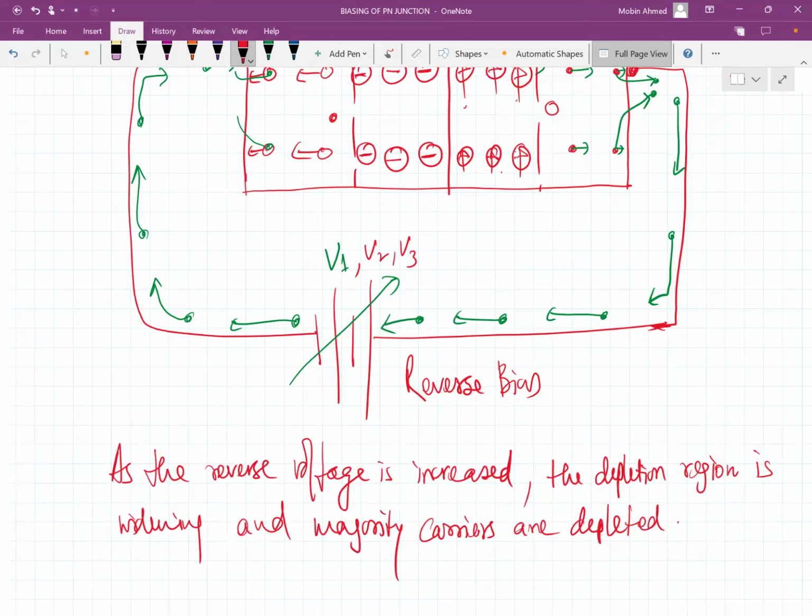So as we increase, the same thing is going to happen. It will widen and majority carriers will deplete. Then it becomes steady. Again, we increase the voltage. Again, some of the carriers get depleted. Like that, the depletion region keeps on increasing. As the voltage is increased, it will increase.